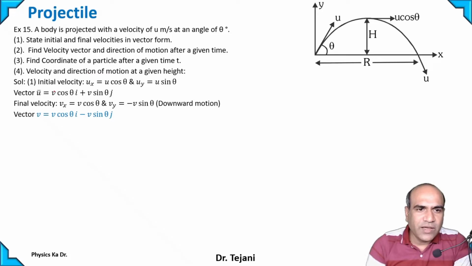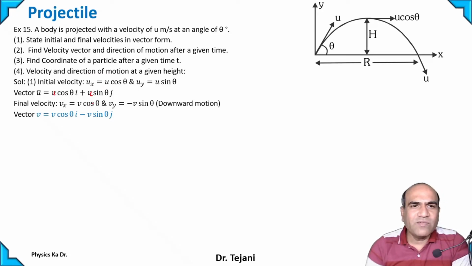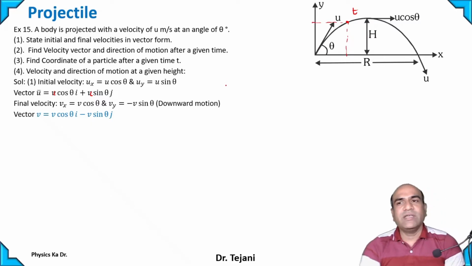So this is the first part, it is done. Then find the velocity vector and direction of motion after a given time. Let's assume after a given time t, at here, at here, at here, we need to identify its velocity vector.